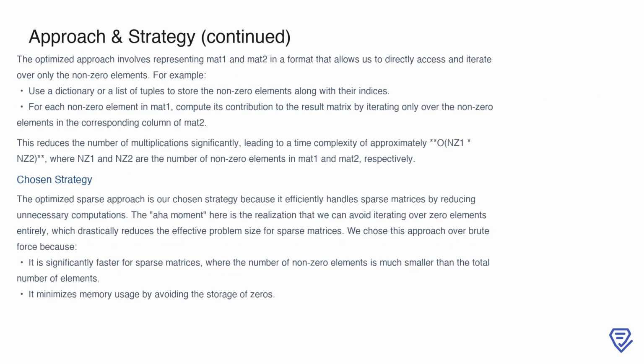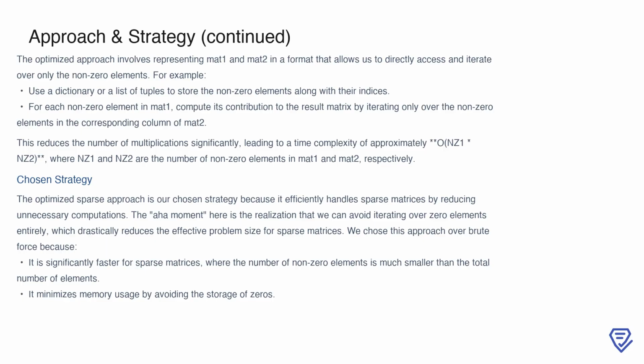Now, focusing on the optimized sparse approach, the key is to represent the matrices in a format that allows us to directly access only the non-zero elements. One effective way to do this is by using a dictionary or a list of tuples to store the non-zero values alongside their indices. With this representation, we can iterate only over the non-zero elements in mat1 and, for each of these, compute their contribution to the relevant positions in the result matrix by interacting only with the corresponding non-zero elements in mat2. This drastically reduces the number of operations, as we no longer touch the zero values at all.